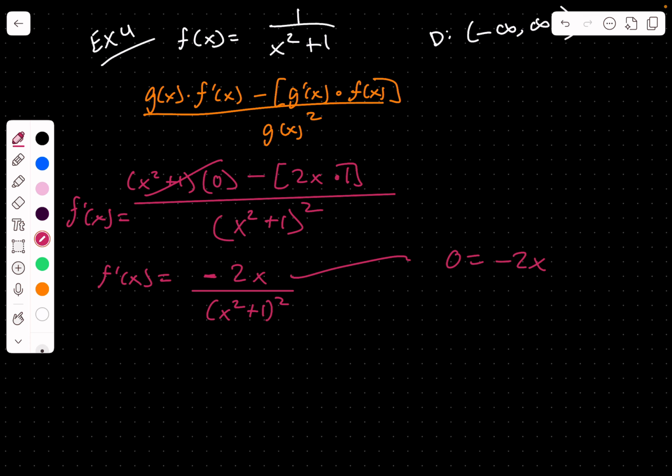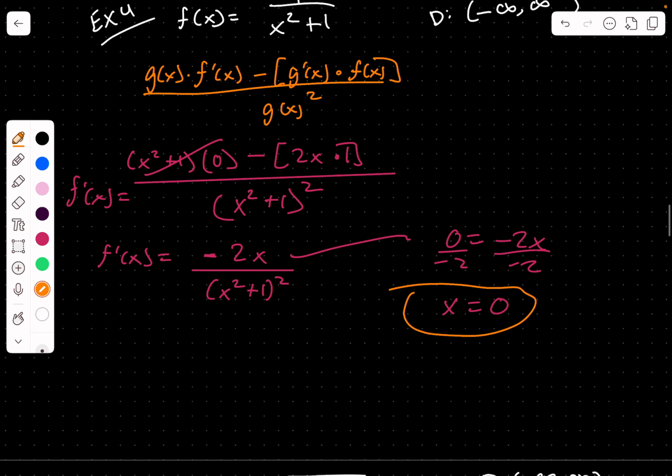So we're going to set the numerator equal to 0. When we do that, we have 0 equals negative 2x, and then we're going to divide, and 0 divided by any number is just going to give you 0. Well, any number besides 0, right. So our critical value here is just x equals 0.